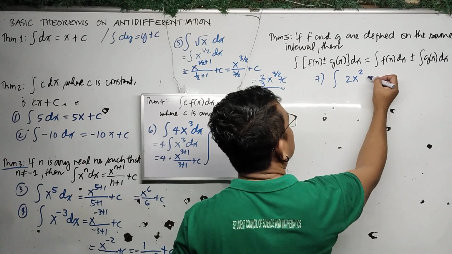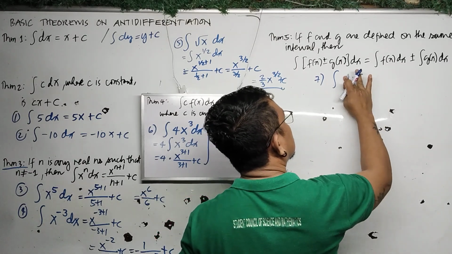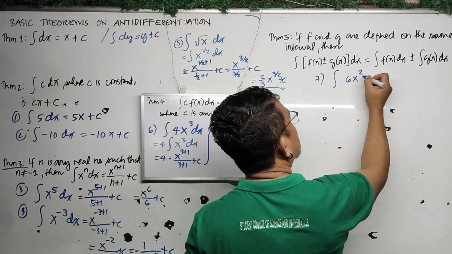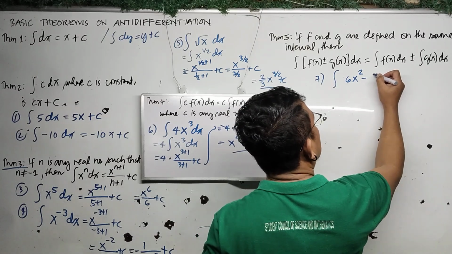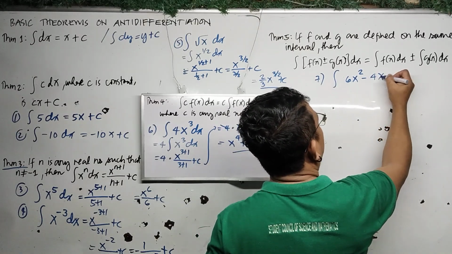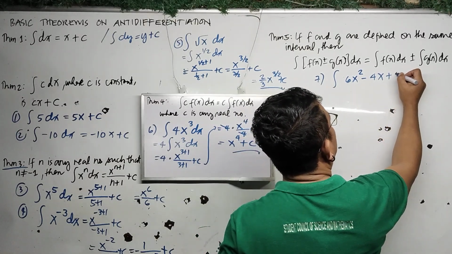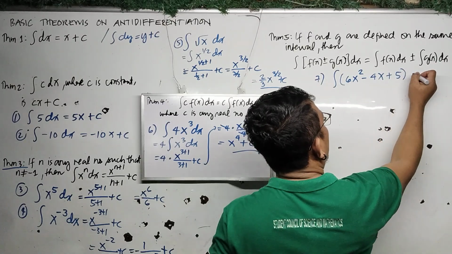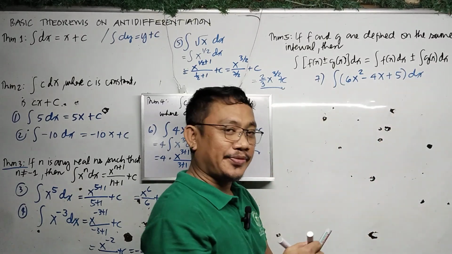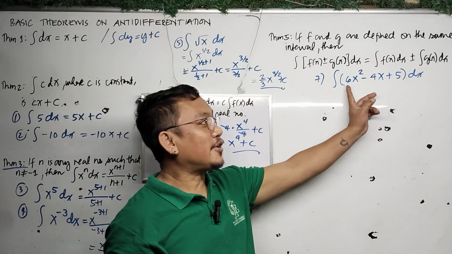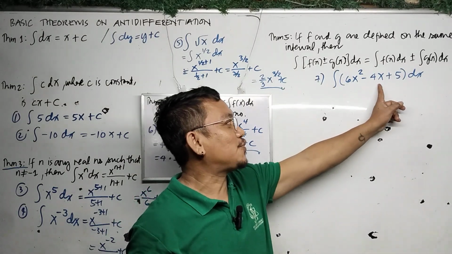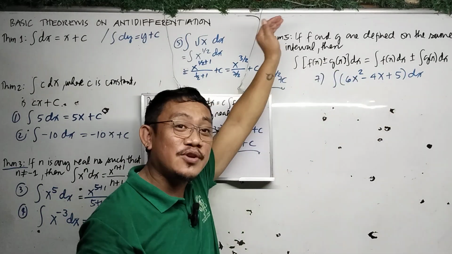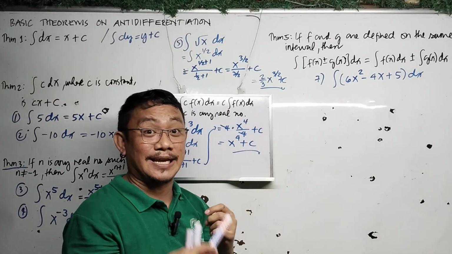In our example number 7, suppose you are given the integral of 6x squared minus 4x plus 5 with respect to x. Okay? We have three terms here. 6x squared minus 4x plus 5. So, according to Theorem 5, isa-isaw nato siyang integrate class.